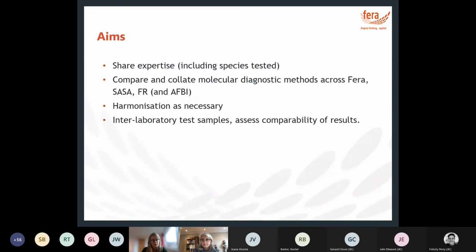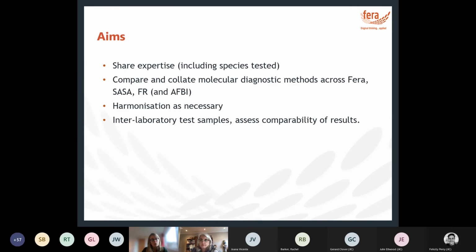It was an excellent opportunity to share expertise, to meet up as the testing labs, and to discuss what we're doing and how we're doing it and the problems that we've encountered, and to discuss which species we've already tested. Further to that, we were then going to compare and collate the molecular diagnostic methods that we're using. Considering those, we could decide whether any harmonisation to a standard method was necessary or not.